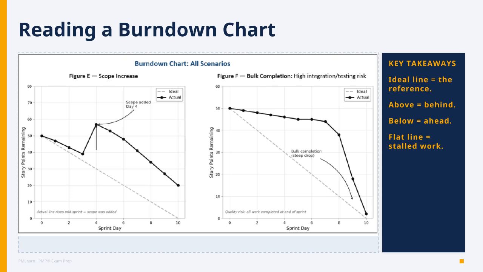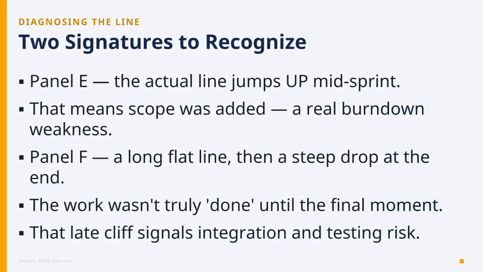And for the exam, this is where it gets real. The 2026 exam shows you the chart and asks you to diagnose it. Behind, ahead, or stalled, read the gap between the two lines. Two shapes show up again and again. Learn to spot them. First, the line that jumps up in the middle of the sprint. Remaining work went up? That means scope was added mid-flight, and this is a weakness of the Burndown. It hides the why.